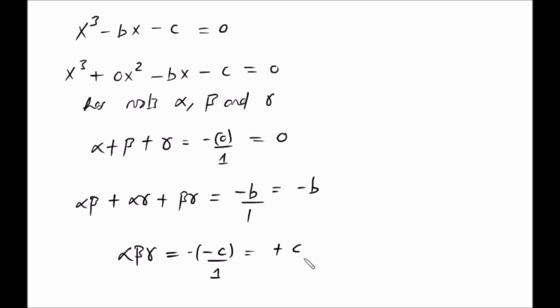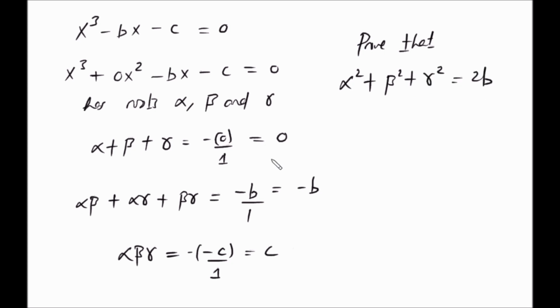Kwa hiyo itakuwa ni positive c. So hii positive na tukaitoa hapo. So ilikuwa ni negative d over a. So ni c. So let me write it somewhere closer. Here, c. So product of roots ni c, product sum of each of the two roots ni negative b, and sum of roots ni 0. So swali nasemaje? Nasema prove that alpha square plus beta squared plus gamma square sawa 2b. So sitaanzia hapa.